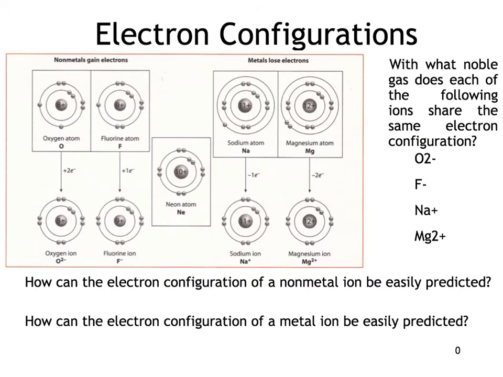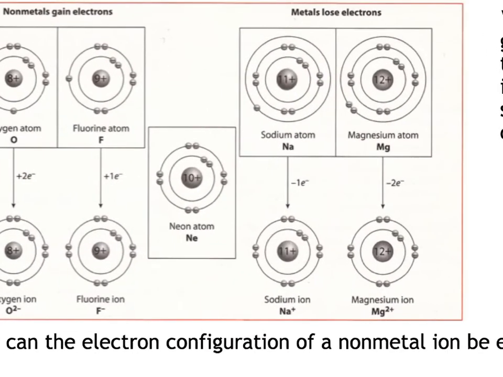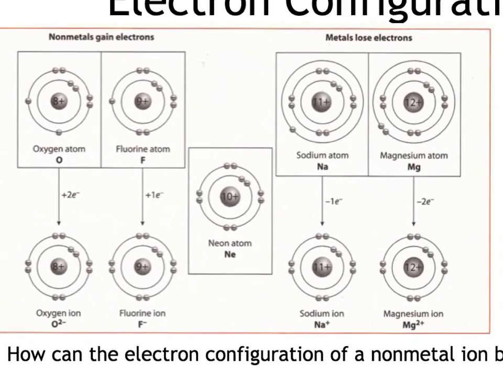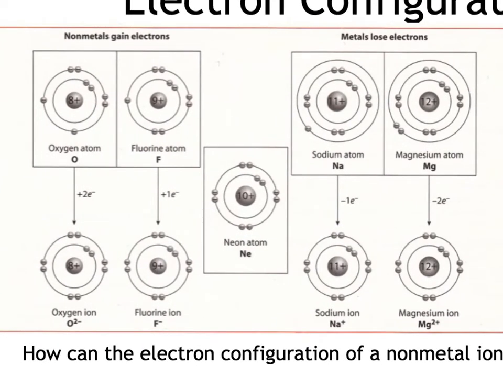All right, so we're going to talk about some noble gas configurations here, but also just to make sure you understand what you're looking at. We have some nonmetals and some metals, and these are all from period 2 and 3. So we have the oxygen atom and the fluorine atom, which are right next to each other on the top right of the table in period 2. And then we have sodium and magnesium, which are in period 3 on the left-hand side, so that's why they're metals. And in between them in group 18, period 2, we have neon.